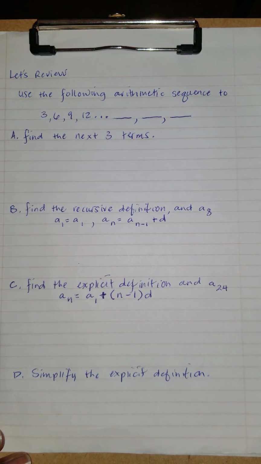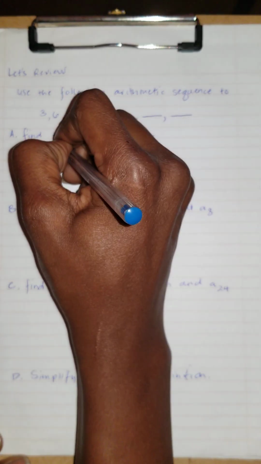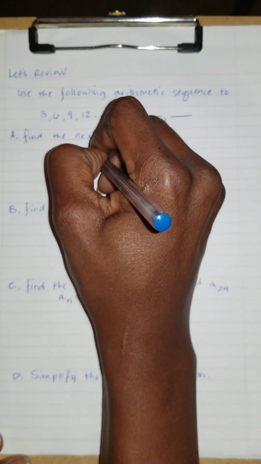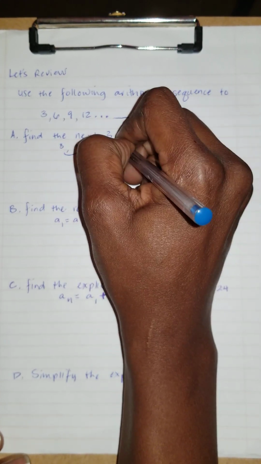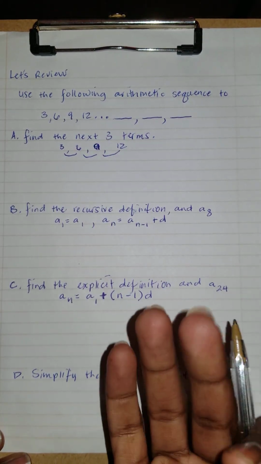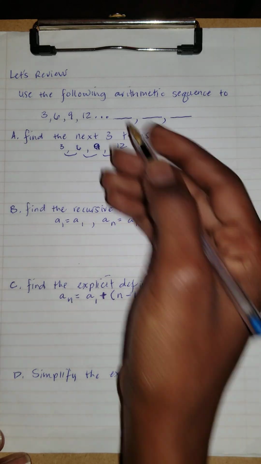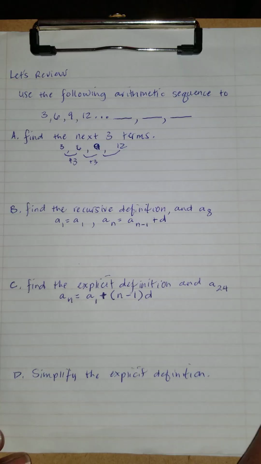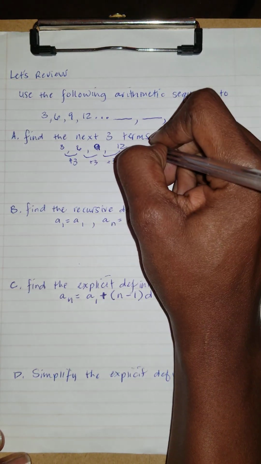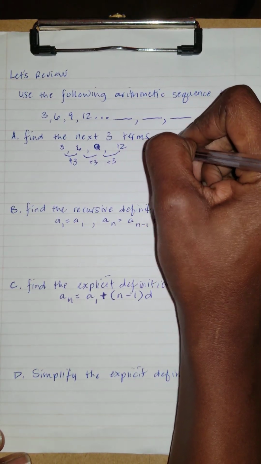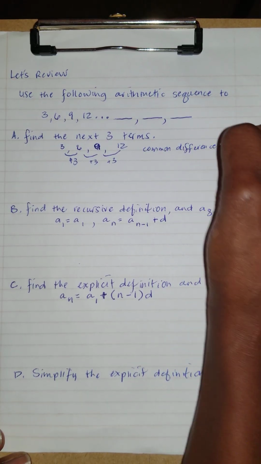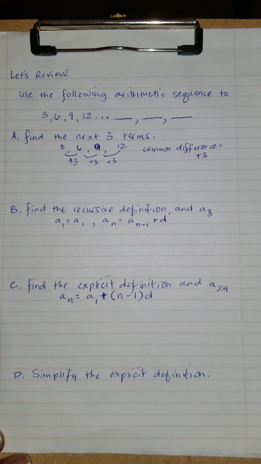So how did we get from term to term? How did we get from 3 to 6? What happened? How did we get from 6 to 9? What happened? And how did we get from 9 to 12? If we look, 3, 4, 5, 6, 6, 7, 8, 9, we know we're adding 3 to each term, 9, 10, 11, 12. So our common difference is going to be plus 3 for this particular problem.